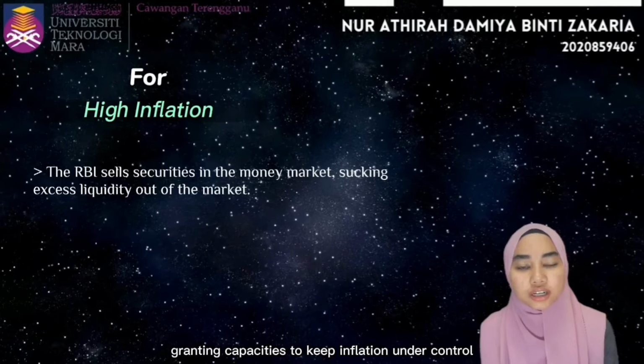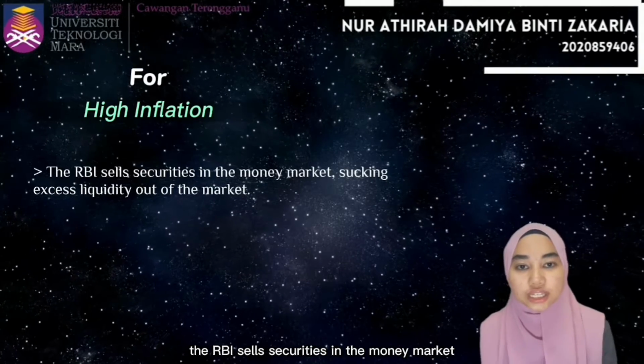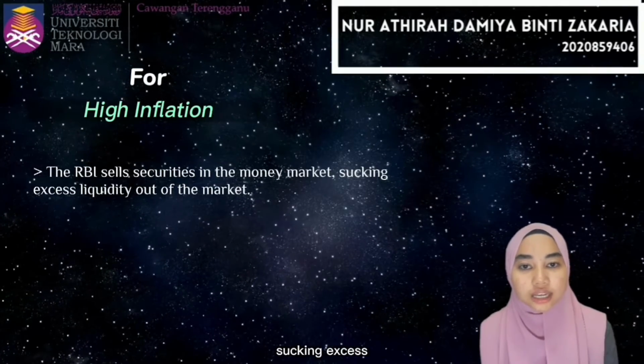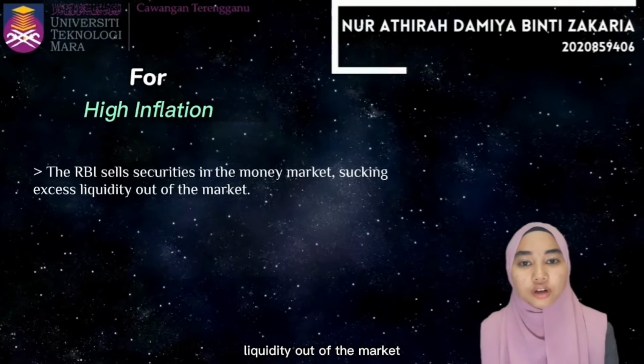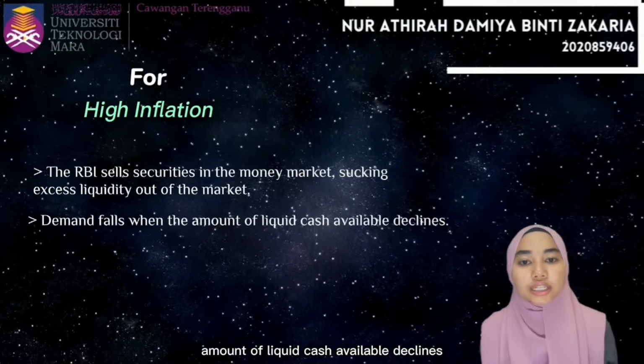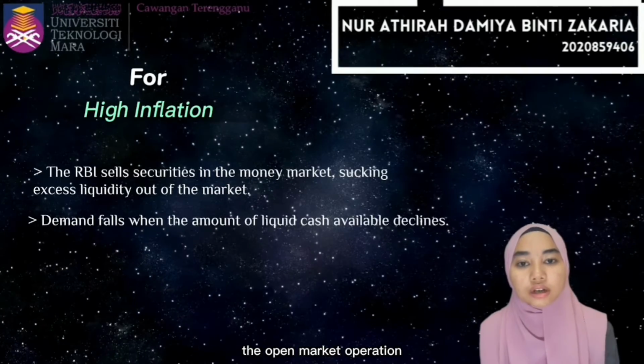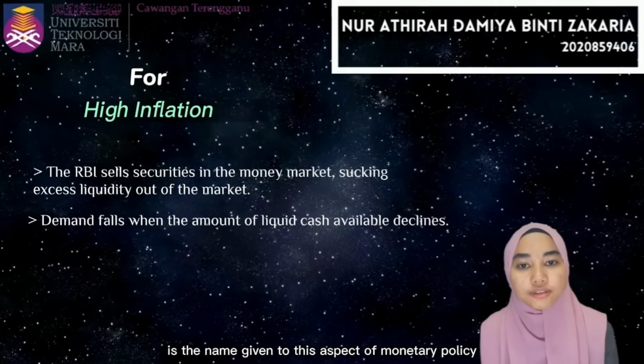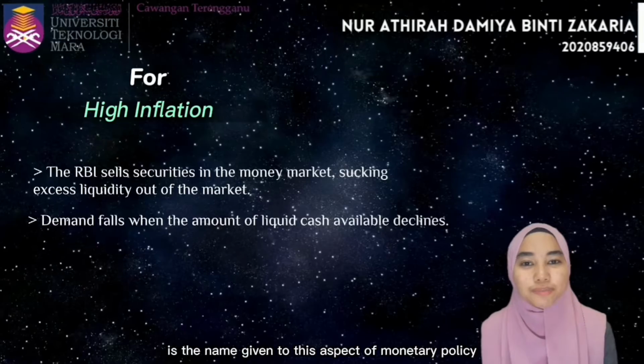To keep inflation under control, the RBI sells securities in the money market, sucking excess liquidity out of the market. Demand falls when the amount of liquid cash available declines. The open market operation is the name given to this aspect of monetary policy.